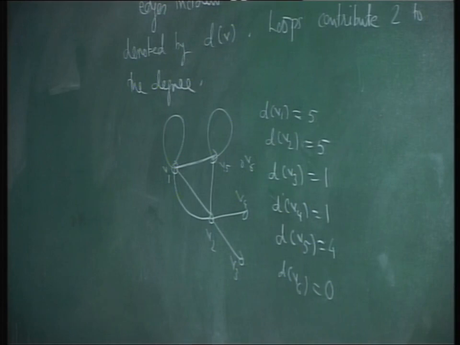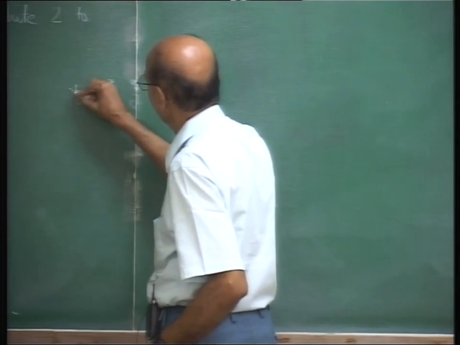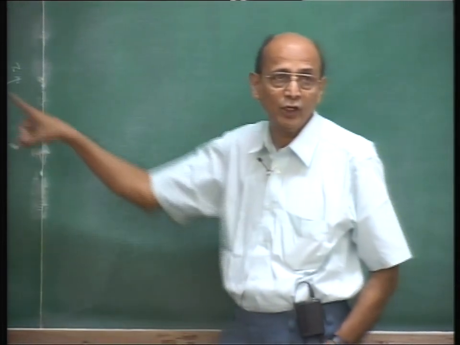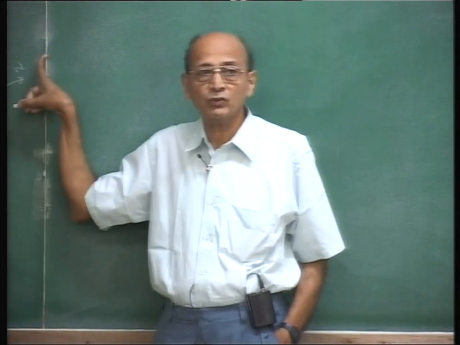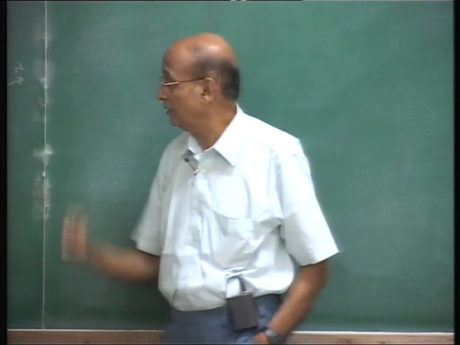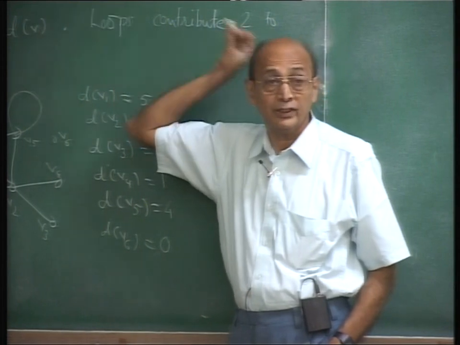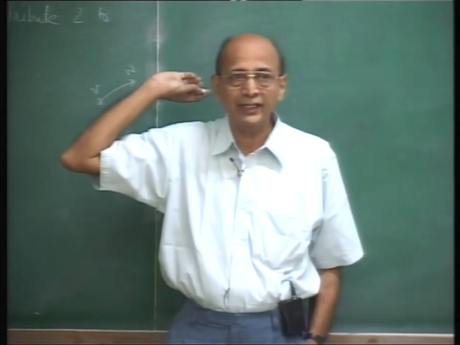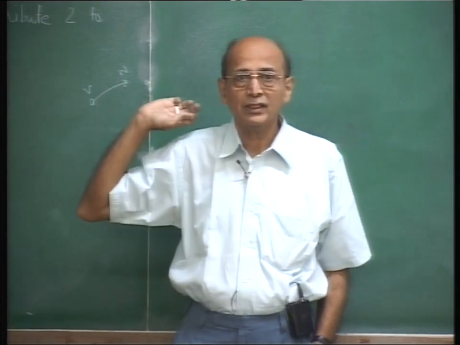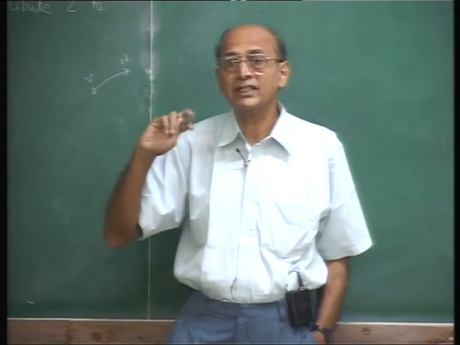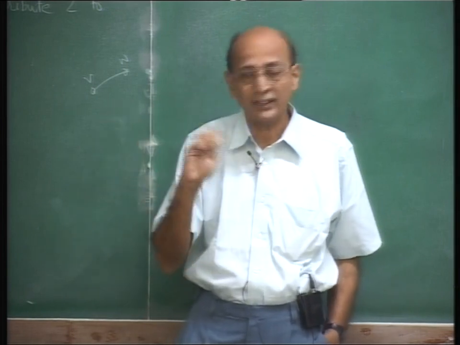Because the way in which this is defined, every edge contributes 2 to the degree. If it joins 2 different vertices, that is, it is not a loop, then it contributes 1 to the degree of V and contributes 1 to the degree of W. If it is a loop, like the loop at V1, by definition it contributes 2 to the degree of V. What that means is, if I add up all the degrees of all the vertices, then it's as good as saying that I'm adding up all the edges, but each edge is getting counted twice. Each edge will get counted twice.